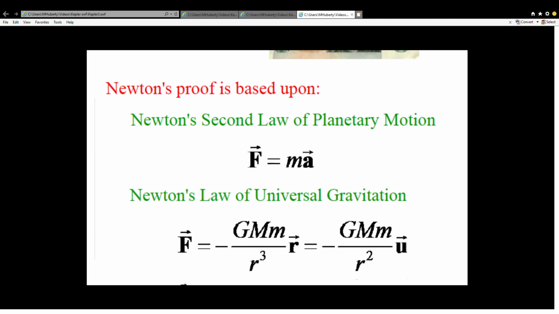In this particular case, notice I've written it in vector form, right? The acceleration of an object is proportional to the force applied, both in terms of direction and magnitude here. And the other law is Newton's law of universal gravitation.